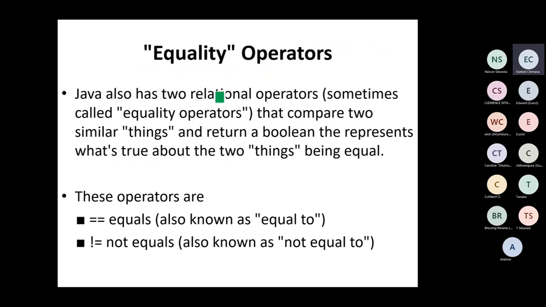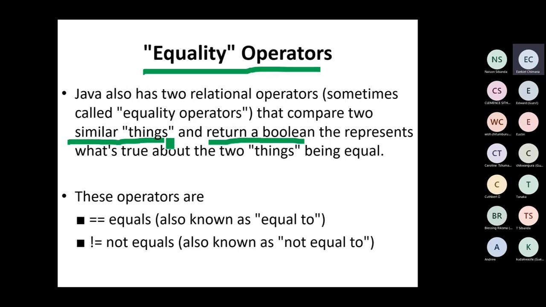So there are what we call the equality operators. With equality operators, you are checking if 2 objects or primitive variables are equal. Java has 2 relational operators, sometimes called equality operators, that compare 2 similar things and return a Boolean that represents whether the 2 things are equal, which is true or false.